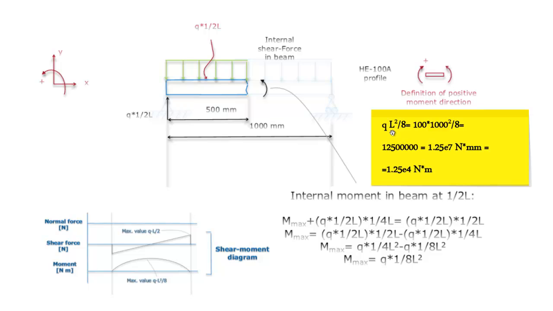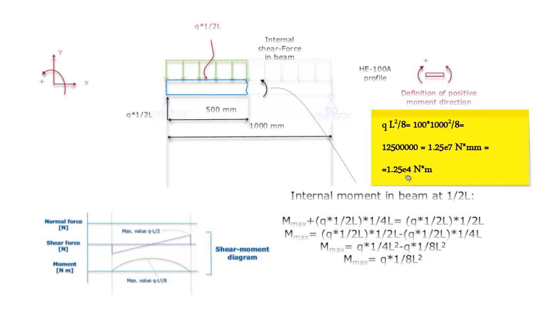When you fill out these numbers, you get the values that you have here in the yellow sticky note. When you fill in the values that I've used for this particular beam, the length is 1 meter. In this case it's calculated in millimeters over here and in meters over here, so 1.25E7 Newton millimeters is the same as 1.25E4 Newton meters. So you have to get your units correct over there. That's the value that I'm going to analyze with SolidWorks later on.